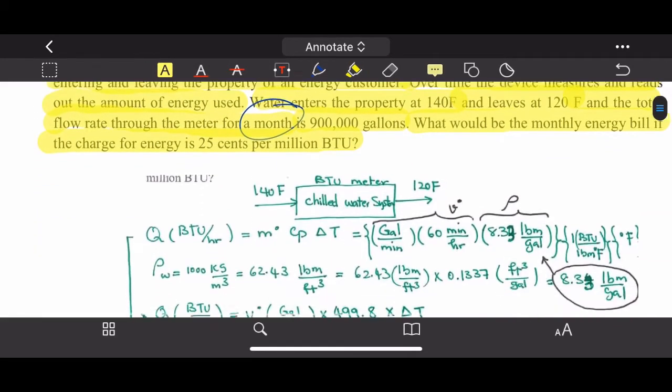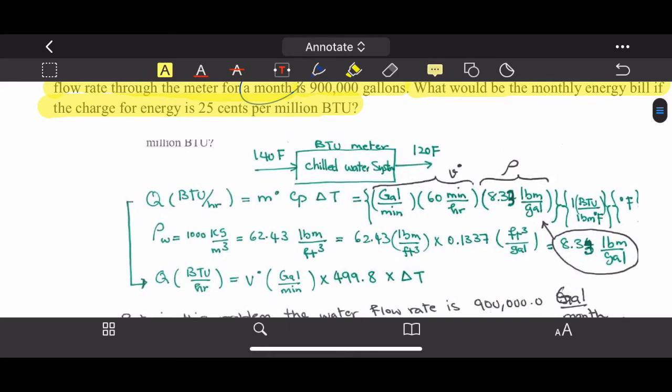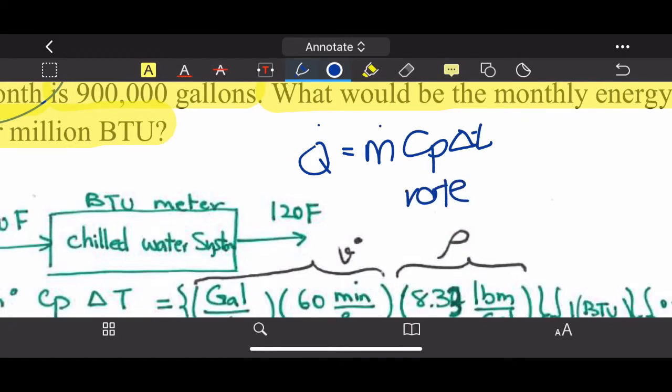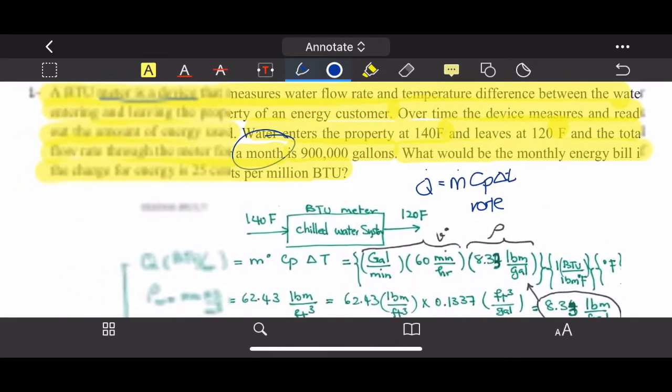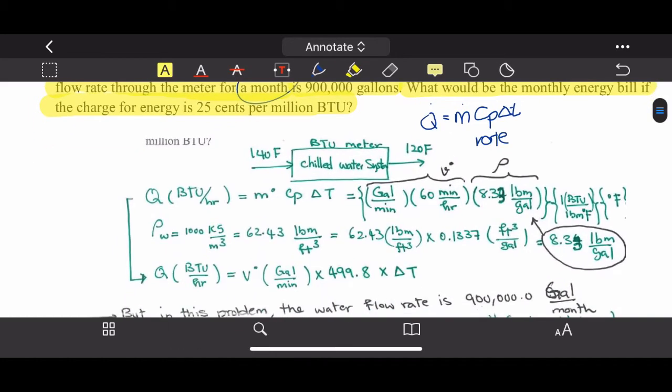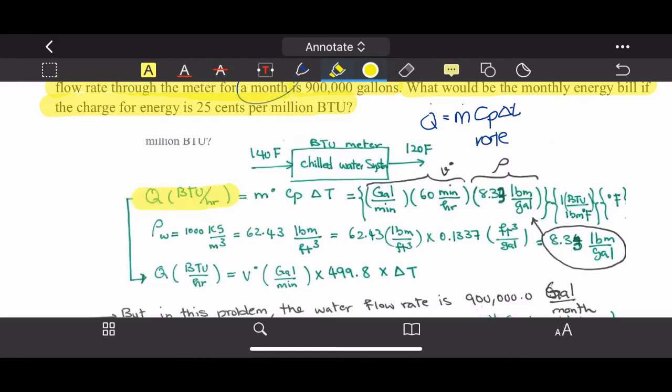Okay. Now, again, the equation is quite simple. What you need, if you can remember, is Q = m Cp delta T. This is a dot because it's talking about rate: how much rate of energy is moved in and moved out, and how much mass is moved in and moved out to and from the system. So the first one is Q in terms of BTU per hour equals m dot Cp delta T. Now m here will be this.